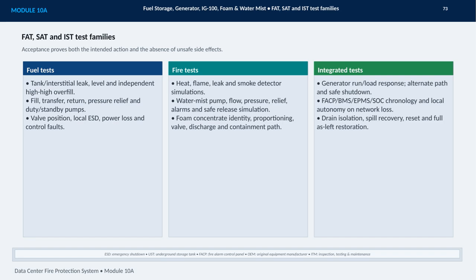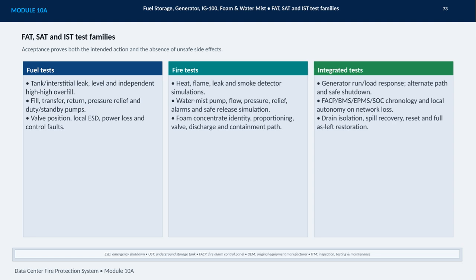We also verify valve positions, local emergency shutdown, power loss behavior, and control faults. Fire testing simulates heat, flame, leaks, and smoke detection. It also confirms water mist pump performance, flow, pressure, relief, alarms, and safe release.